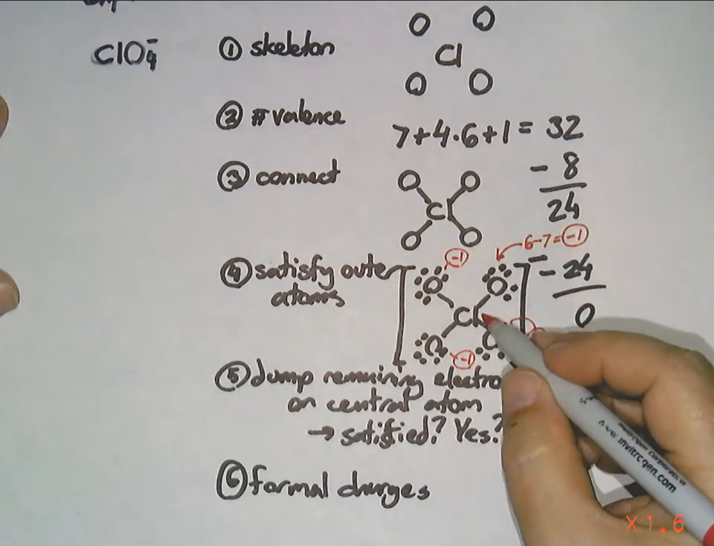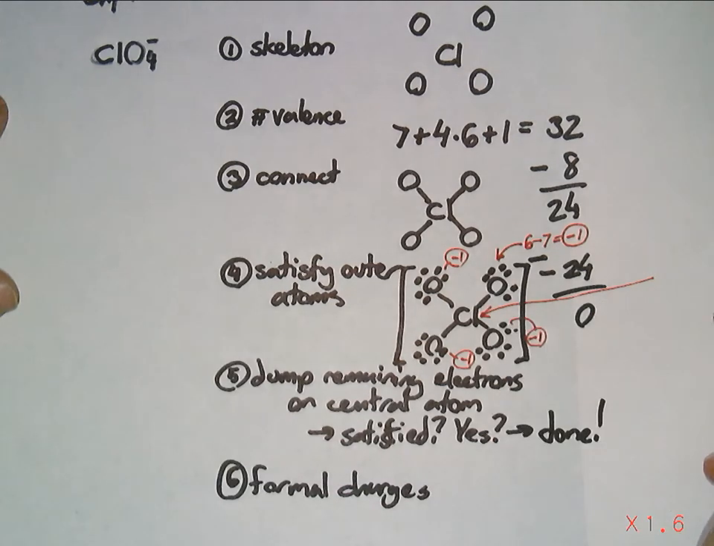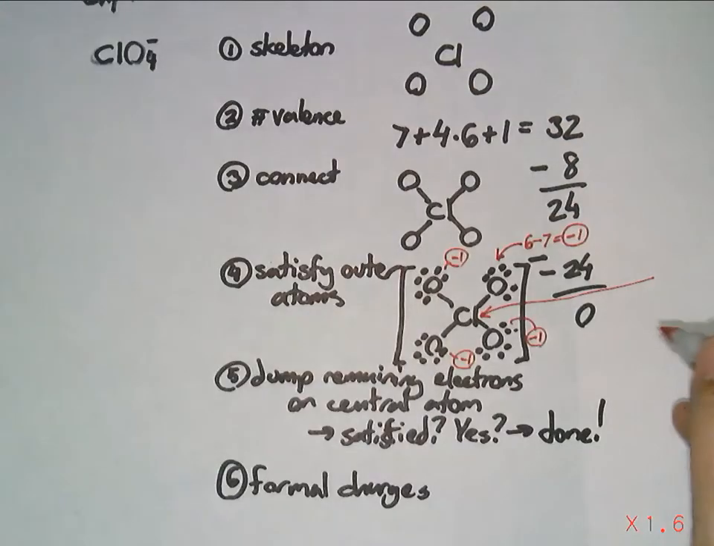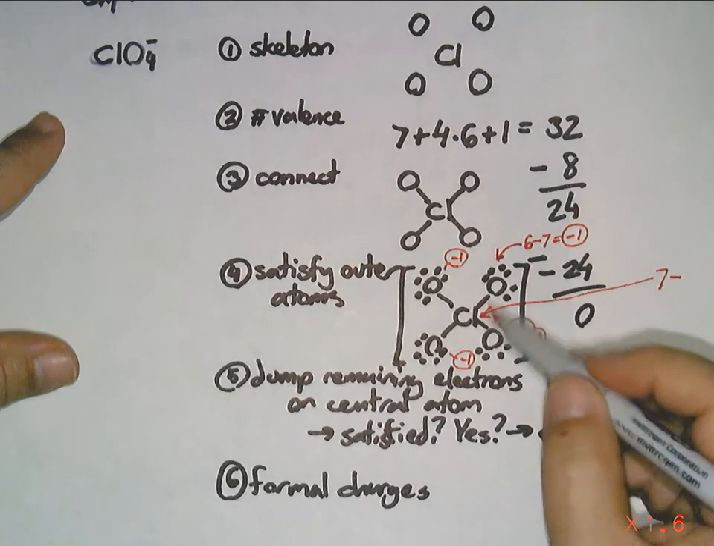How about the chlorine? The chlorine in the center has got 7 on the periodic table. There's chlorine, 7. Minus how many sticks and dots? There were 4 sticks around it.